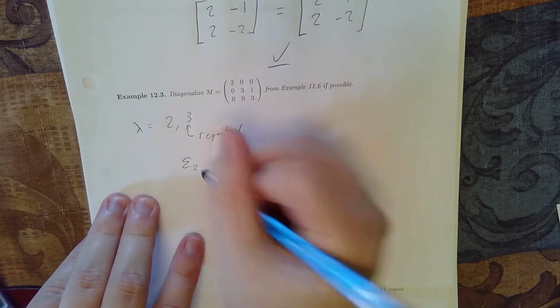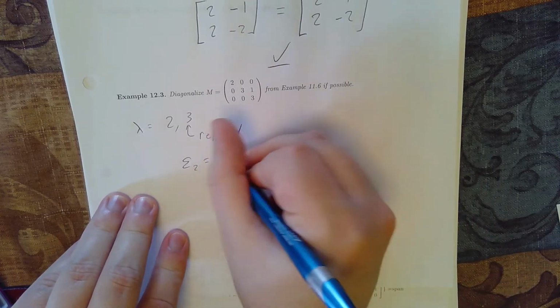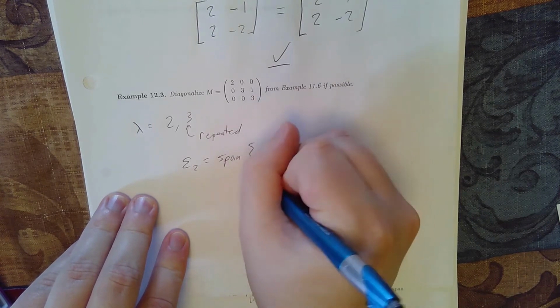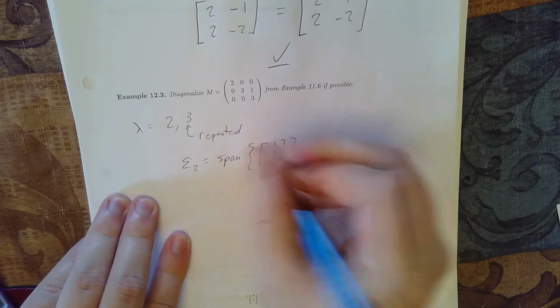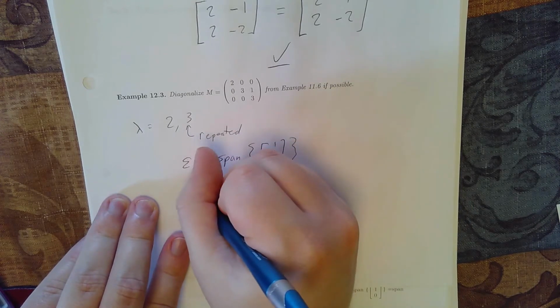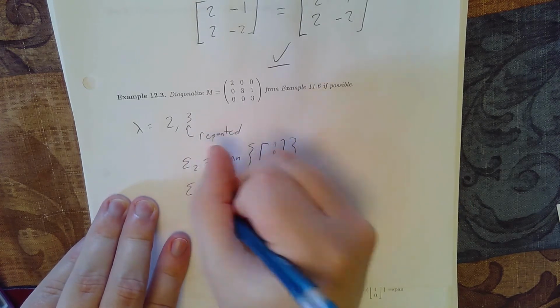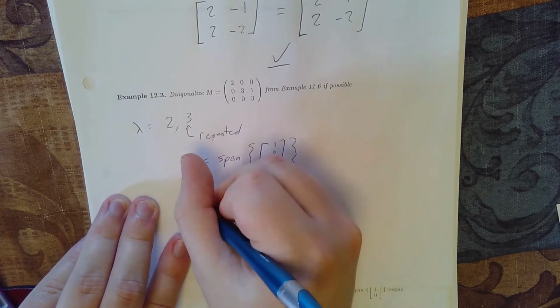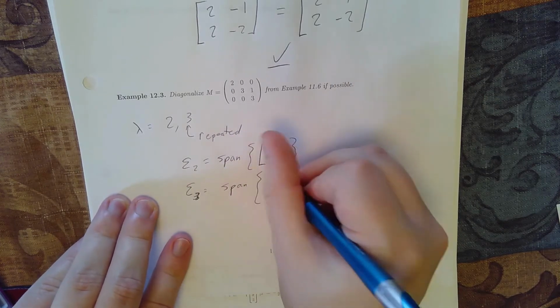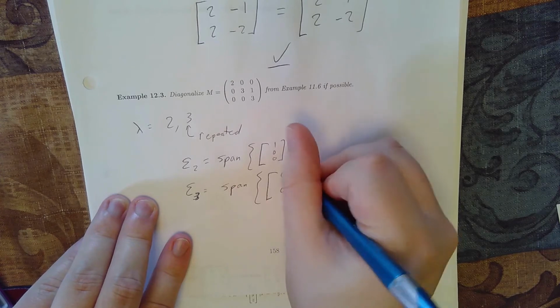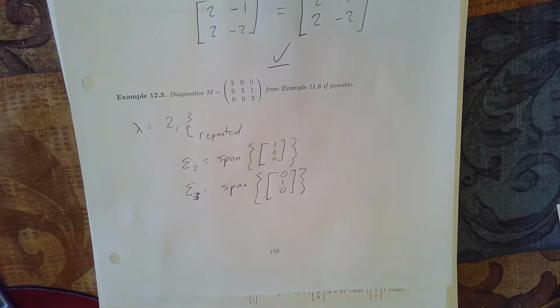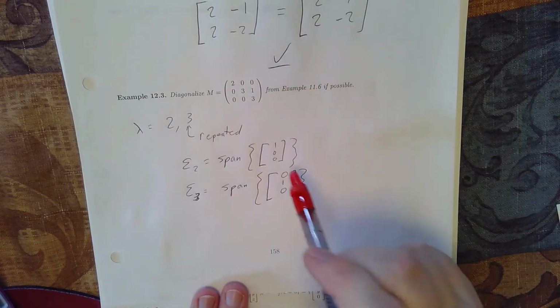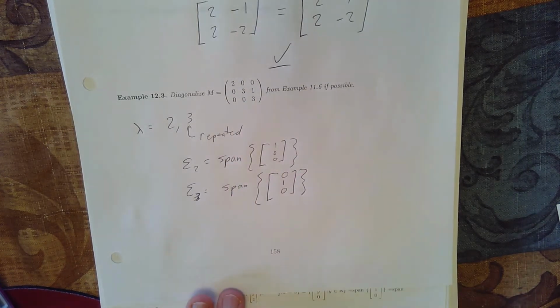So for the eigenspace associated with 2, we said we had the span of (1, 0, 0). And for the eigenspace associated with 3, we said we had the span of (0, 1, 0). Now, because we have a 3 by 3 matrix, we need 3 eigenvectors, but we only have 2.